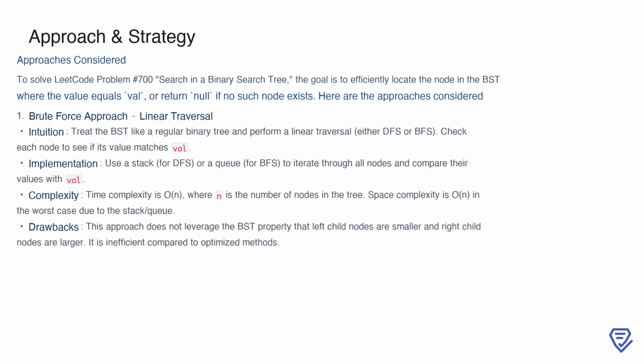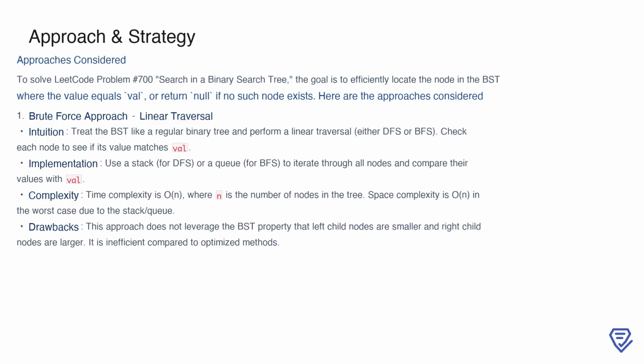The idea here is simple: traverse every node in the tree and compare its value with val. For implementation, we could use a stack for depth-first search or a queue for breadth-first search. However, this approach has significant drawbacks. The time complexity is O(n), where n is the number of nodes, because we might have to check every node in the tree.